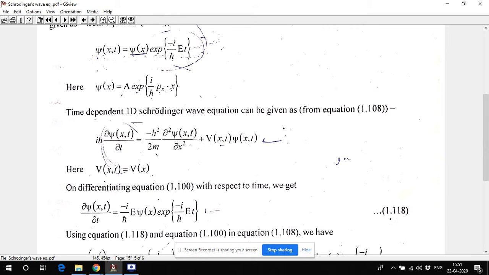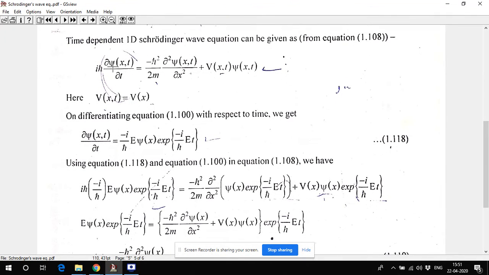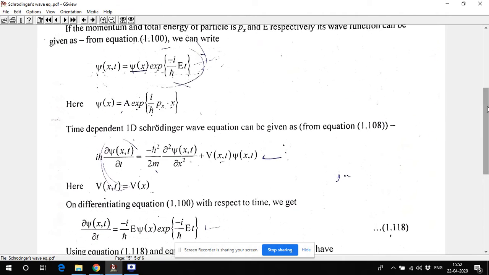We know this time dependent one dimensional Schrodinger equation which we have derived. Now this V(x,t) was a potential which depended on x and t both. But in my problem there is no time dependence, so I can write V(x,t) as V(x) because this is time independent. So I replace V(x,t) by V(x), and psi(x,t) by psi(x) and exponential minus i upon h cross Et. Now what will happen?